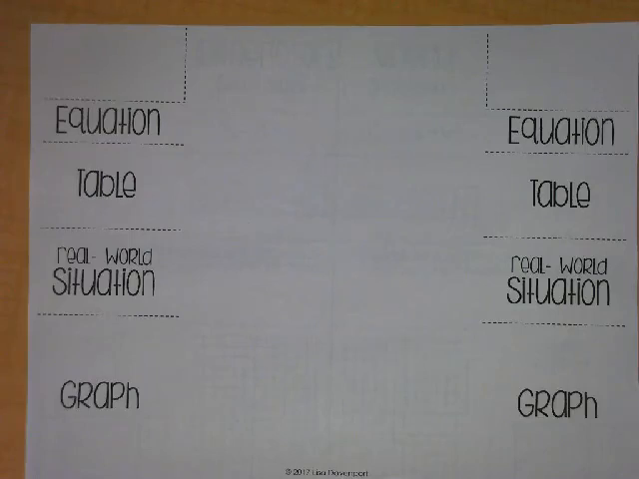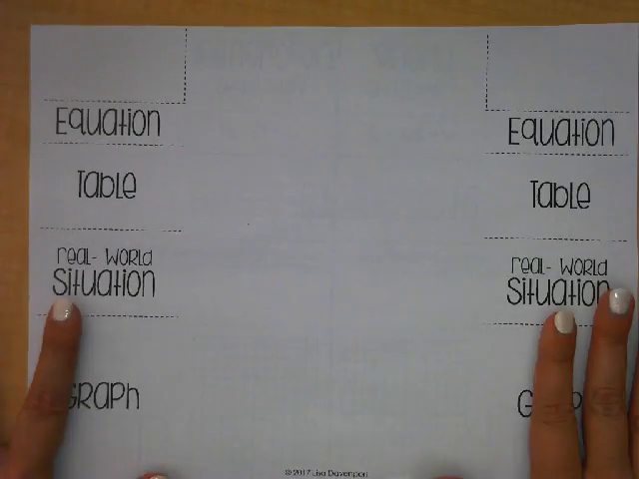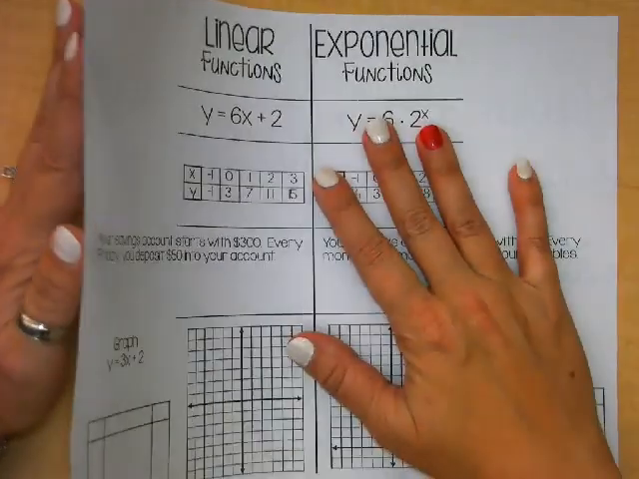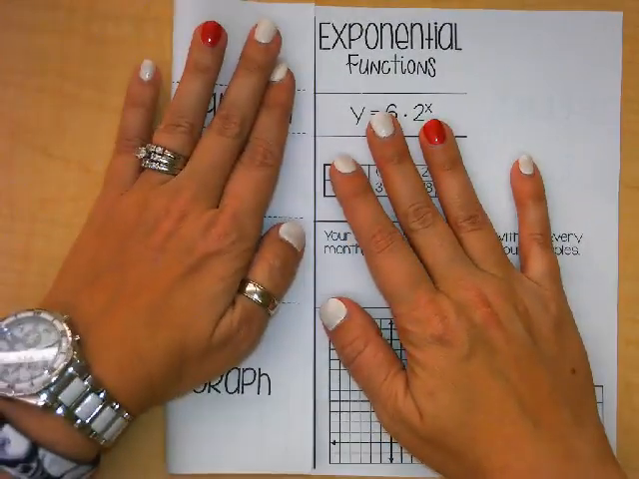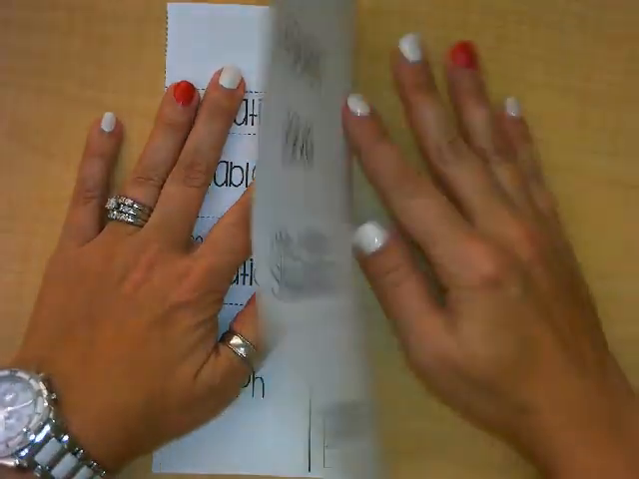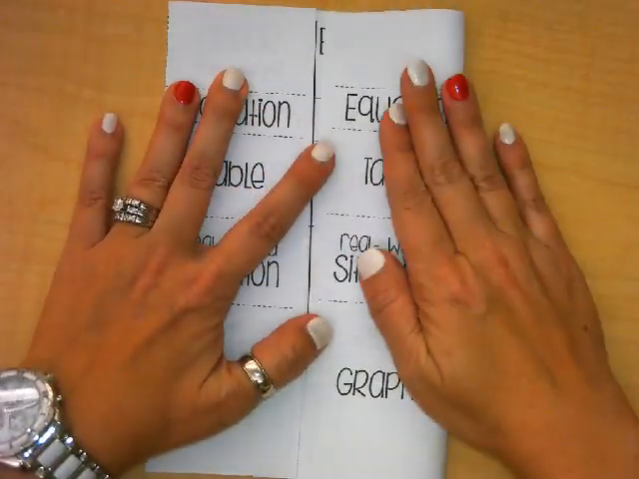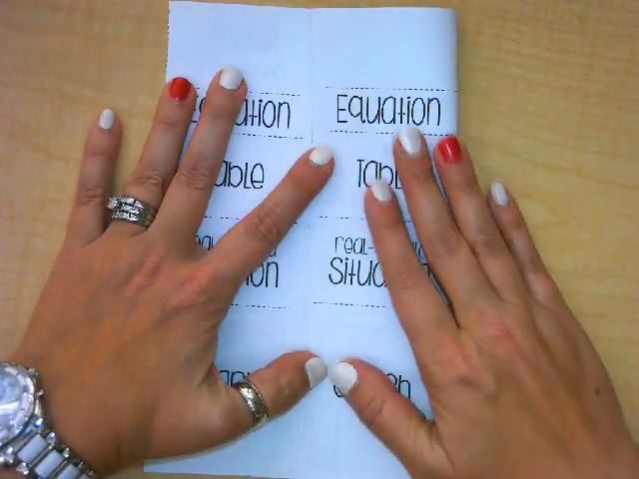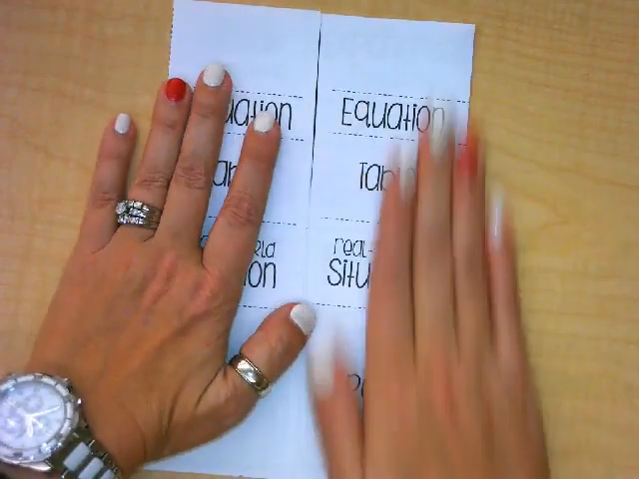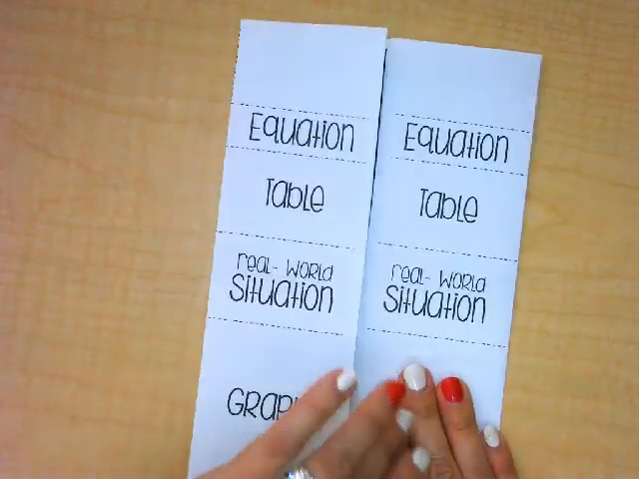Today we're going to talk about the difference between linear and exponential functions. So the first thing I want you to do is take your foldable, fold it halfway in, and this is going to show us what these different pieces look like side by side. Okay, so we're going to start with the ones we know, which is linear.